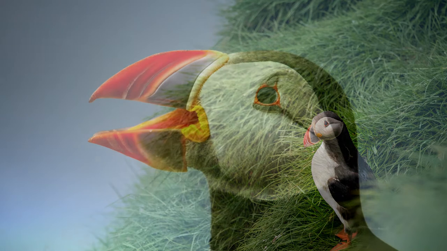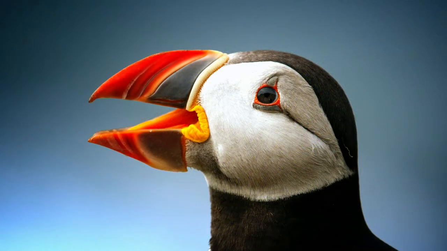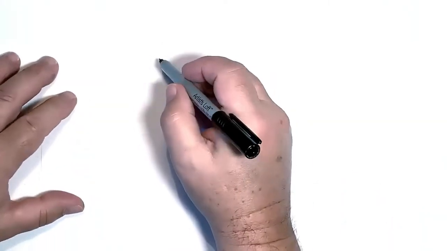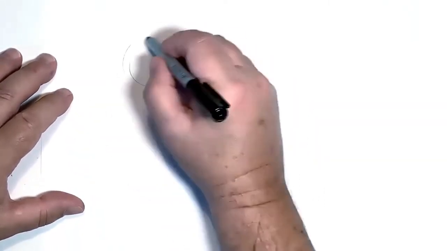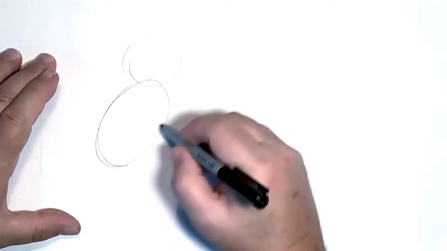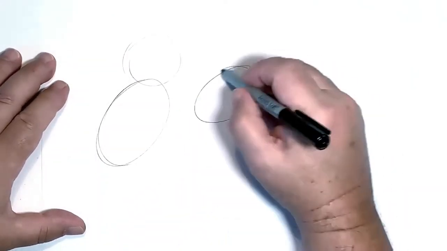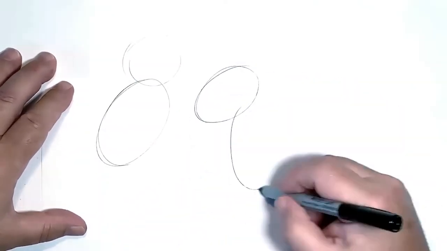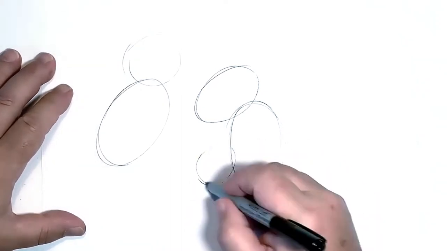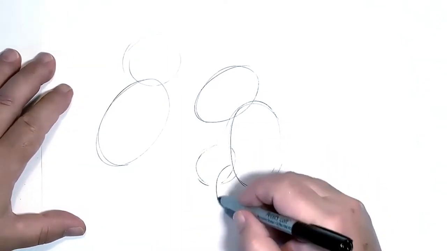So for today's sketch, I've chosen the puffin, which has always been one of my favorite birds. I just think they're funny looking. They're colorful. They're soft and kind of round. They look like a clown, basically, in nature. But I think they're a lot of fun.